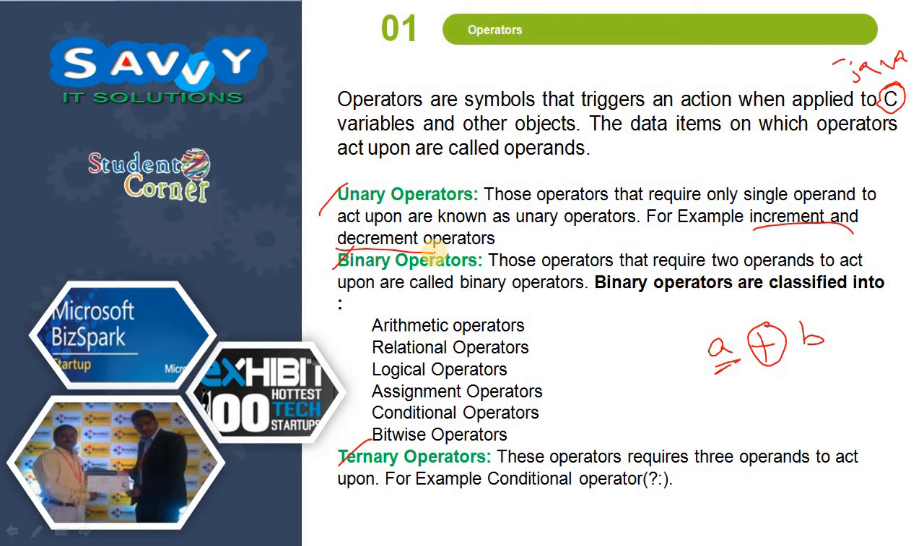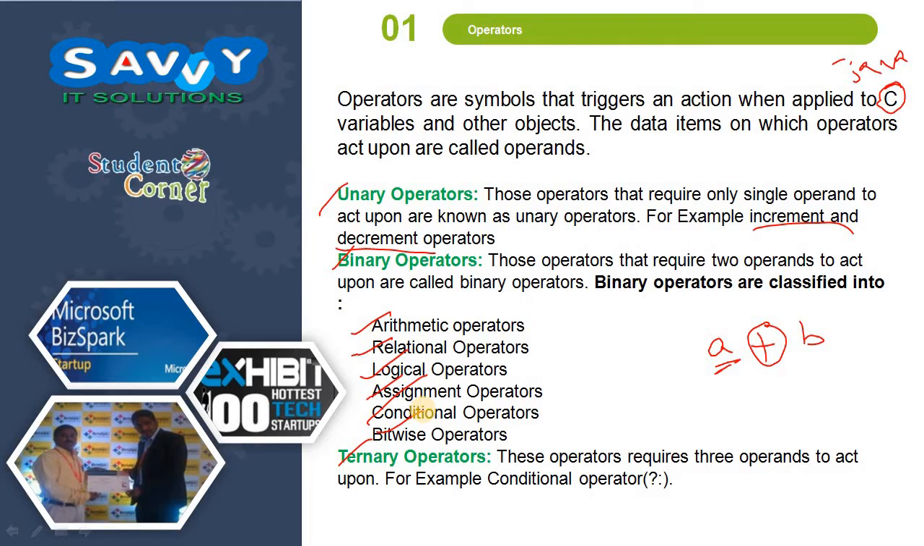Second one is binary operators. Those operators that require two operands to act upon are called binary operators. Simply we can say they perform an operation on two operands. The examples are arithmetic operators, relational operators, logical operators, assignment operator, and bitwise operators.